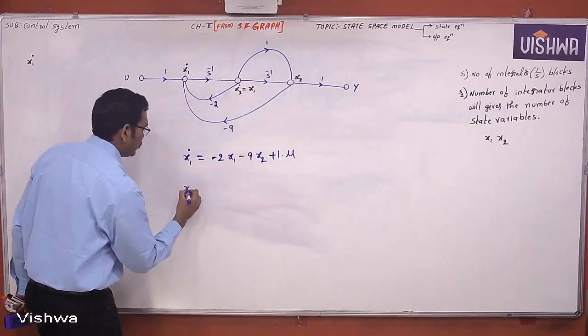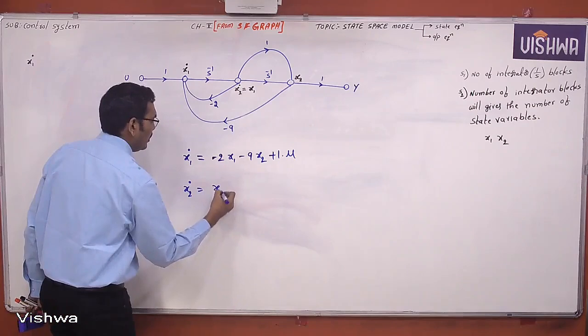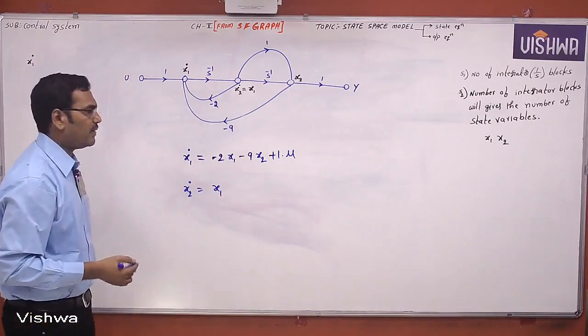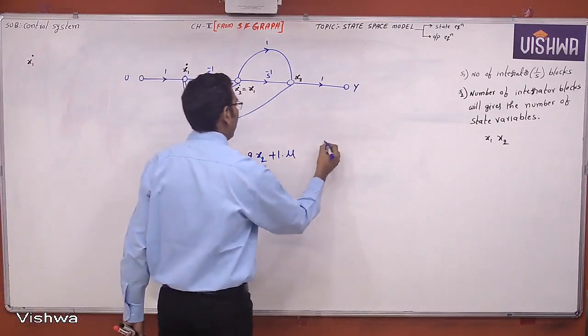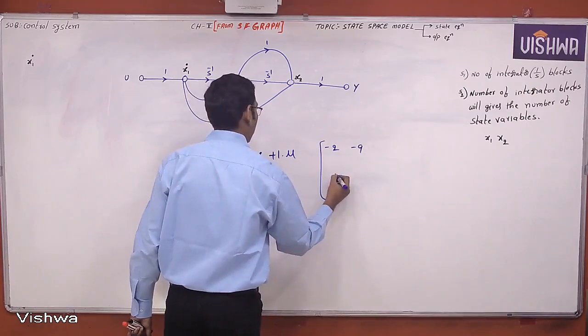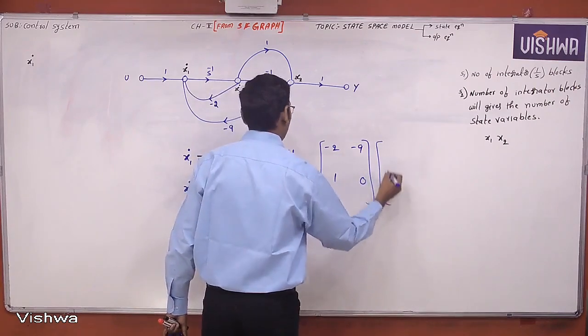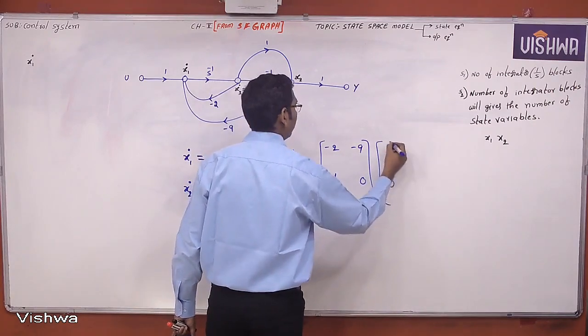Next x2 dot. x2 dot is already available. x2 dot equals x1. So the A matrix first row is also available. What is the A matrix? Minus 2, minus 9, 1, 0. Now the B matrix is nothing but 1, 0.